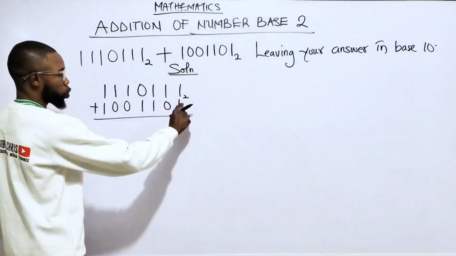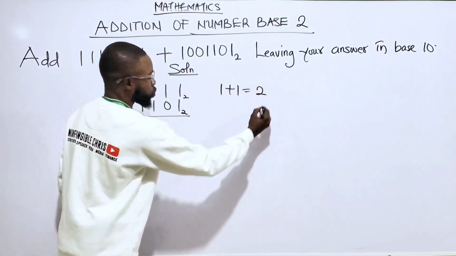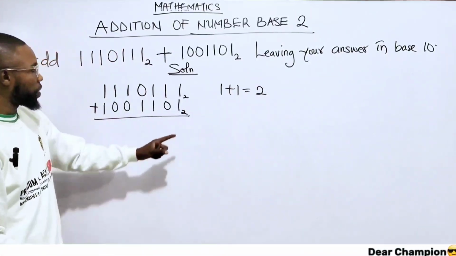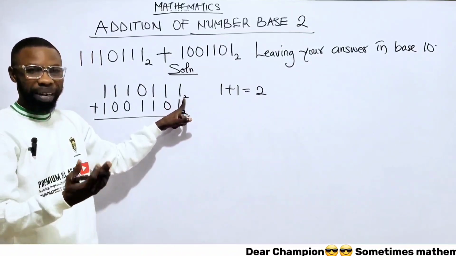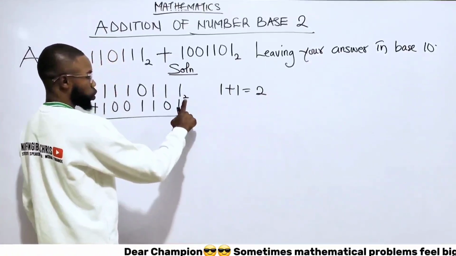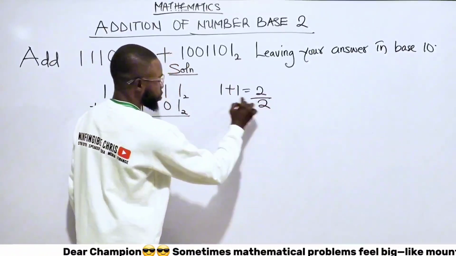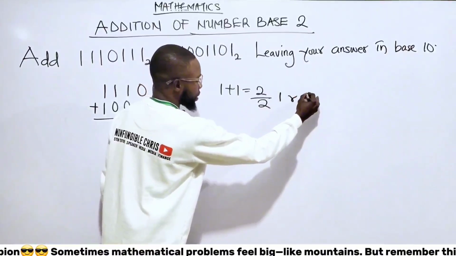Right? 1 plus 1 naturally is 2. So we have 1 plus 1, which is 2. Now take note. If the number we are adding is equal to the number base, we divide by the number base. So since we have 1 plus 1, 2 is equal to the number base, we divide by the number base, which is 2. So 2 divided by 2 is 1, remainder 0.